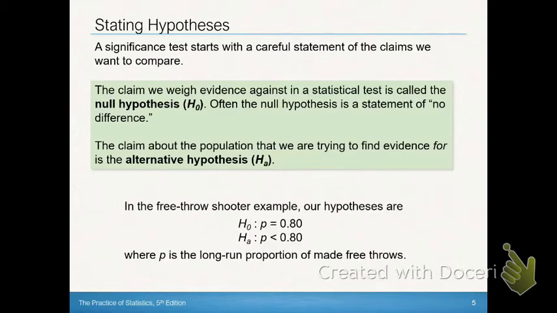Let's say that we have someone that claims that they're an 80% free thrower. And in order to prove it to you, they take a whole bunch of shots. And it turns out when they did that, they only made 64% of their shots. So what we want to find out is, did they just have a bad day and they're really an 80% free thrower? Or did they just give us enough evidence to suggest that maybe they're not really an 80% free thrower?